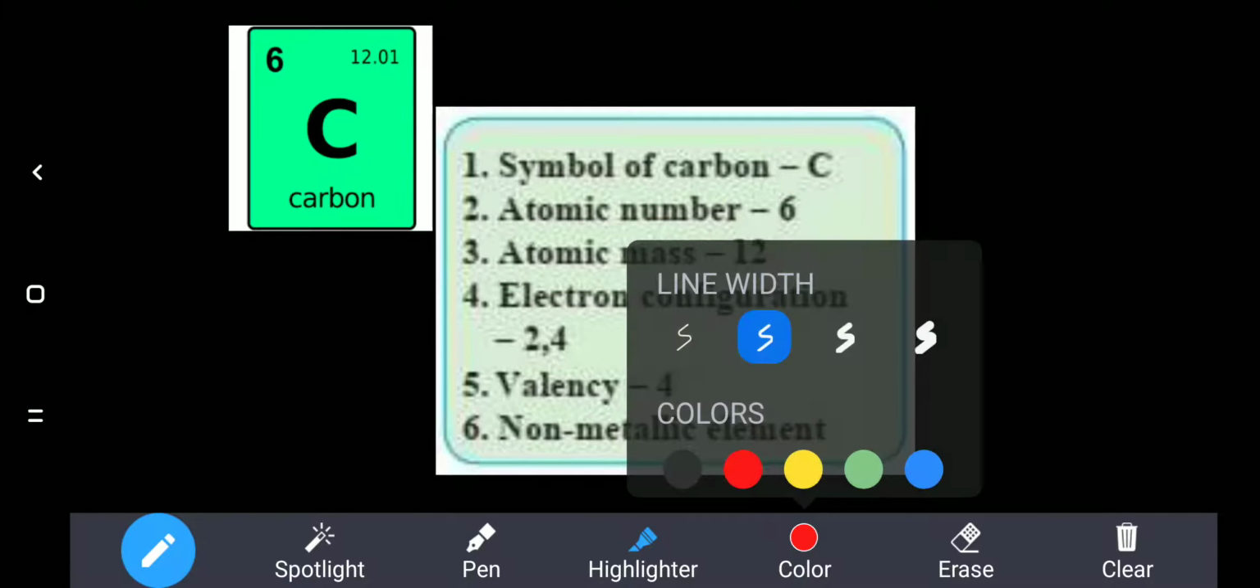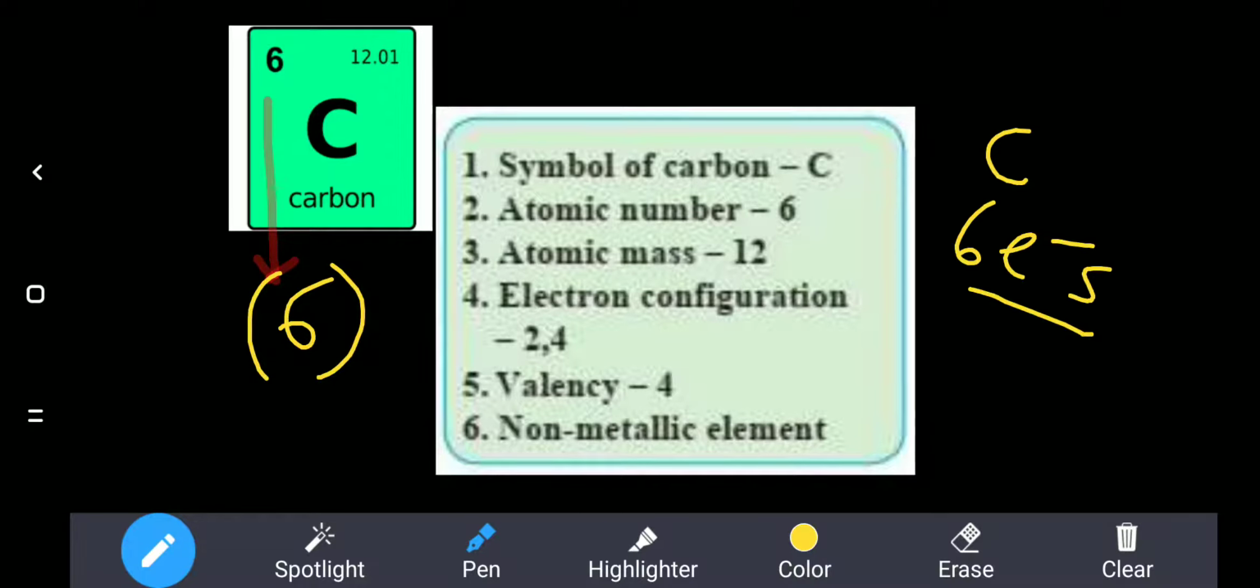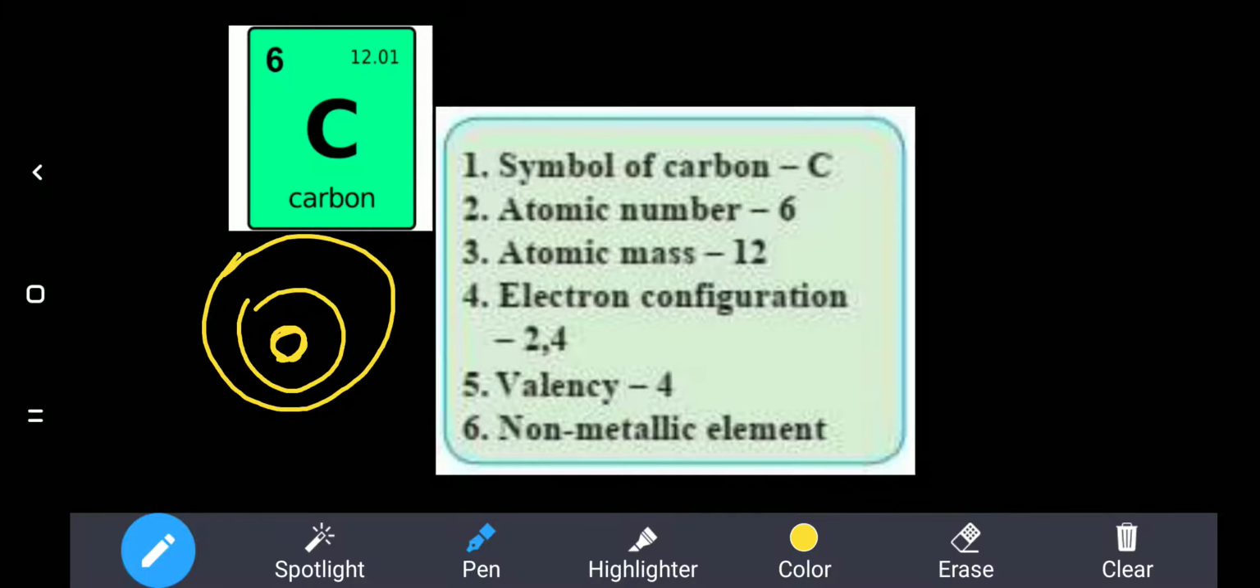When I say atomic number is 6, what am I saying? That means carbon has 6 electrons in it. When it has 6 electrons, I write it to be 2 comma 4, the electronic configuration. I draw the structure of carbon. There is the nucleus in the center, first shell, second shell. In the first shell, we have 2 electrons, and in the second shell, 1, 2, 3, 4, because the capacity of the inner shell is to hold only 2 electrons. So the configuration comes out to be 2 comma 4.